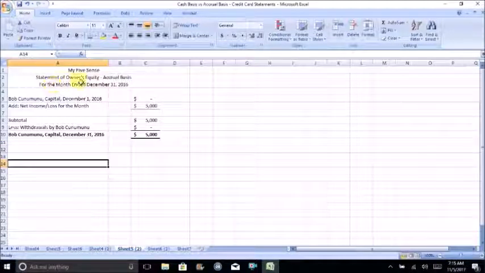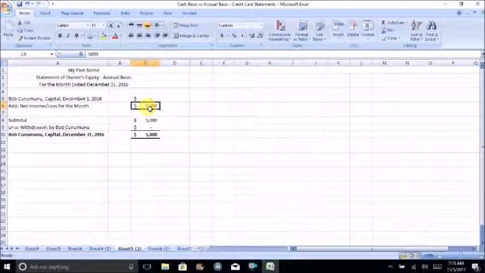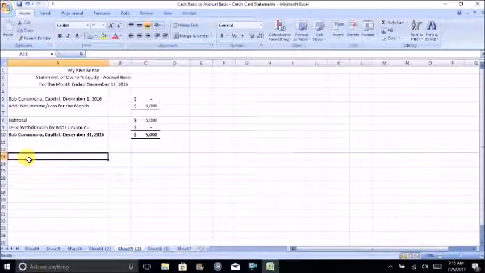Okay. Statement of owner's equity, accrual basis. Here it is, the net income of $5,000 ends up as $5,000 of capital. That's going to be on the capital side of the balance sheet. It's going to move over to the balance sheet in that section. So we go over.